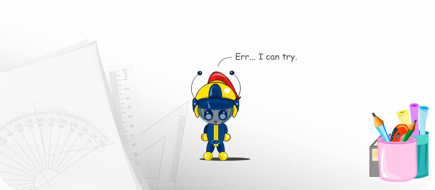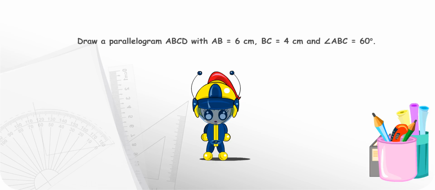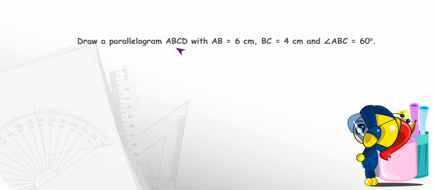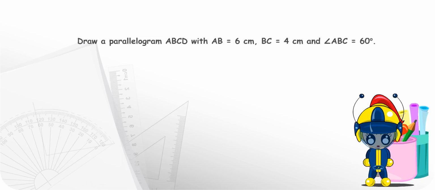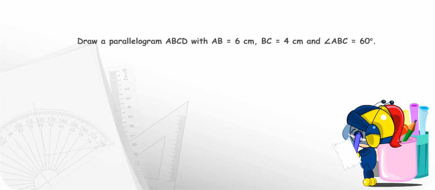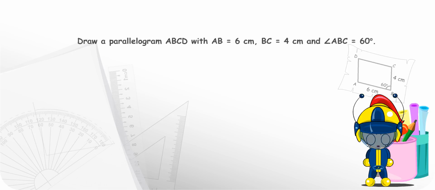I can try. Okay. Draw a parallelogram ABCD with AB equal to 6 centimeters, BC equal to 4 centimeters, and angle ABC equal to 60 degrees. Now that there is no sketch provided, I have to make a sketch of the figure. I will follow the steps that teacher has taught me.